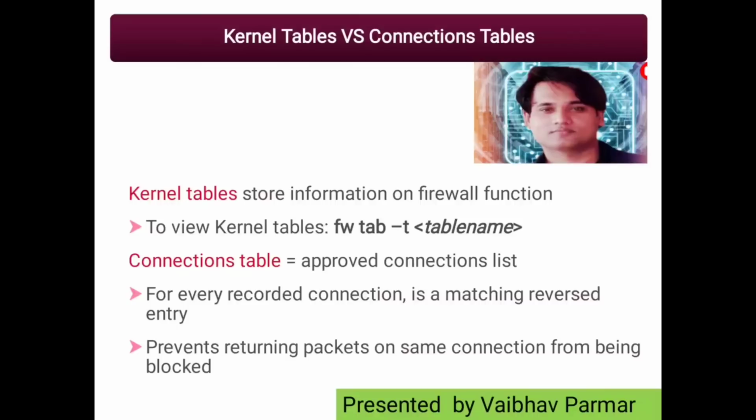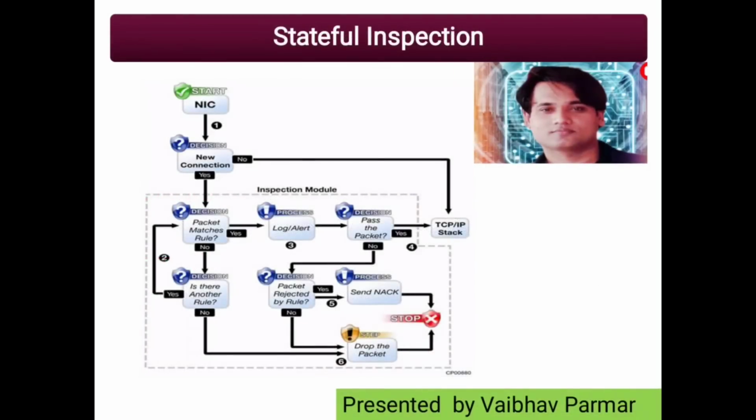Connection table, you can say all the approved connection list is recorded by the connection table. And for every recorded connection, there is a matching reverse entry also stored in the connection table, which prevents returning packets on the same connection from being blocked. Let's understand all this a little bit deeper with the help of a flowchart.